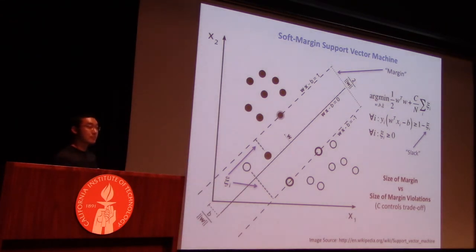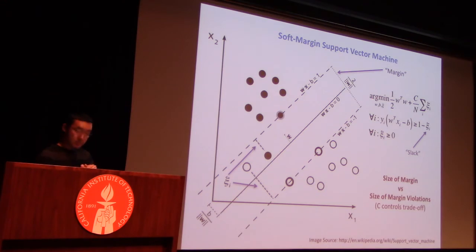Do people typically pick C themselves, or is it just some kind of hyperparameter optimization thing? You pick it by using a validation set. Okay, sure. You'll become very familiar with that during the Kaggle competition.